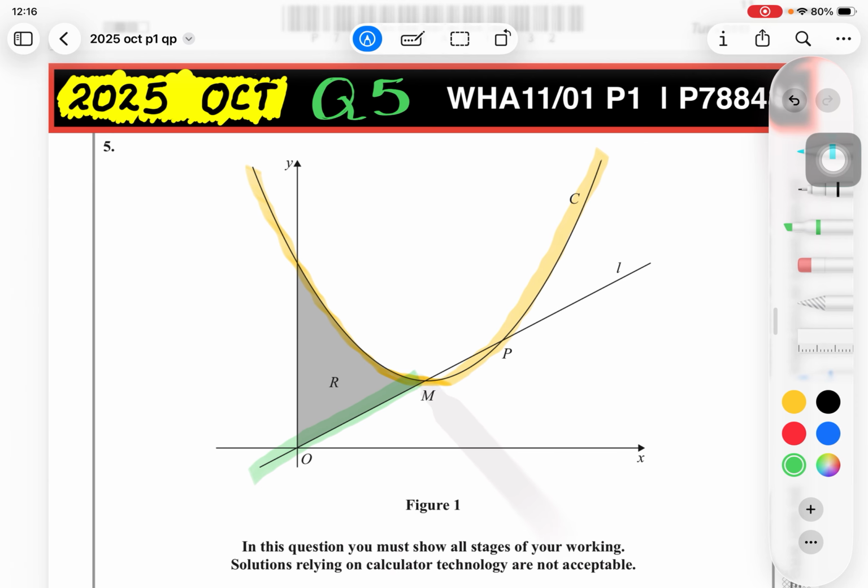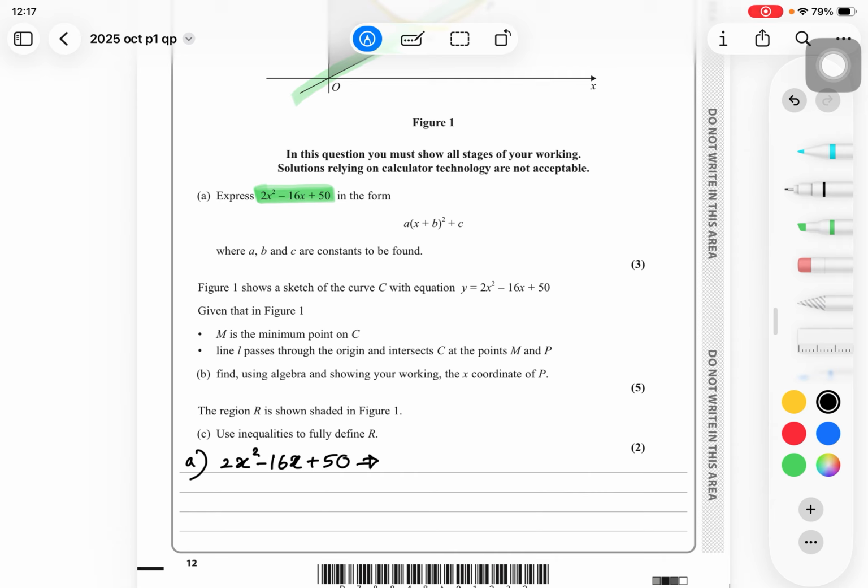In the first part, they're asking us to express this in the form of scalar factors. Okay, this is kind of completing the square. Let me quickly write this question here. It's 2x squared minus 16x plus 50. So whenever we have such a thing, what we would do is factor out the x squared term. So we have 2 with x squared minus 8x. We can keep this positive 50 separately for now. So then we have 2 outside. This is x minus half of 8, which is negative 4, whole thing squared.